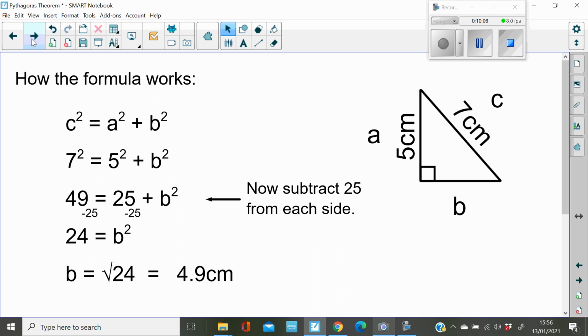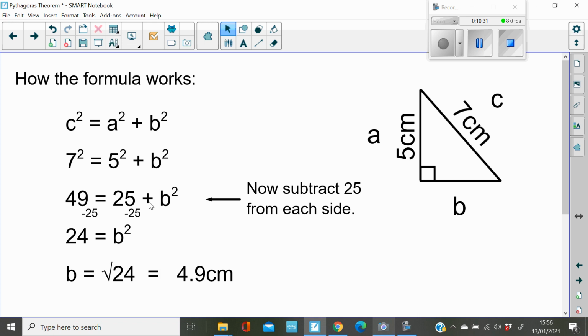So as you can see, I've substituted in the value for C, which is 7, into the formula over here. I've substituted in the value for A, which is 5, and that goes in here. Now, I could just as easily have called the bottom side A and this side B, in which case you just sub them in the other way around. But that's what I've chosen to do this time. So I've worked out what 7 squared is, I've worked out what 5 squared is.